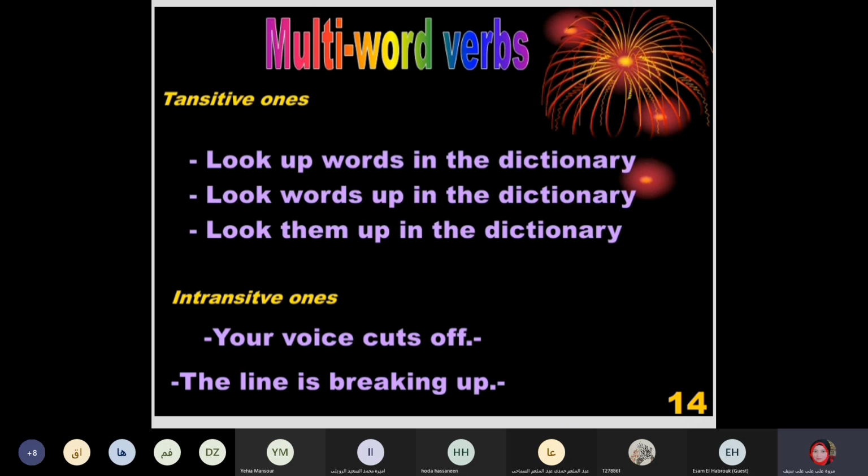We can't separate the parts of the verb. So even if the object is a pronoun, we can't put it in between the parts of the verb. So we can't say get them over. We can say get over the problems or get over them. All right, this is something important, and you have to know it, and you have to tell it to your learners as well.